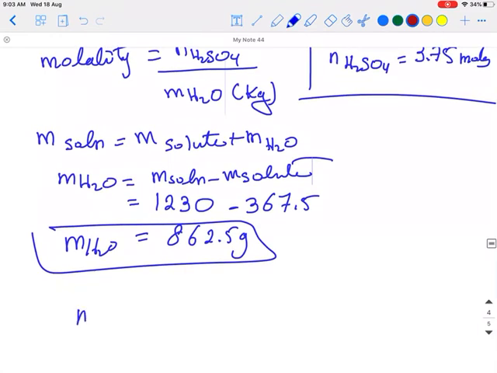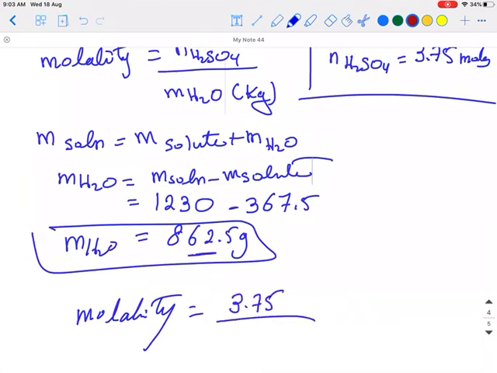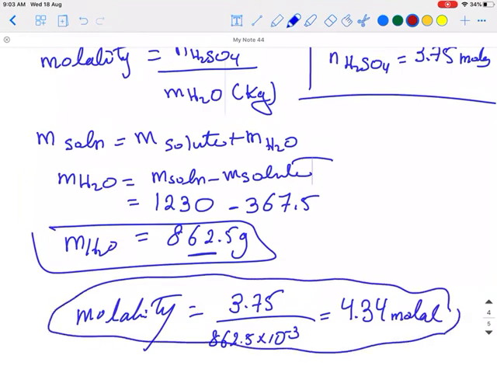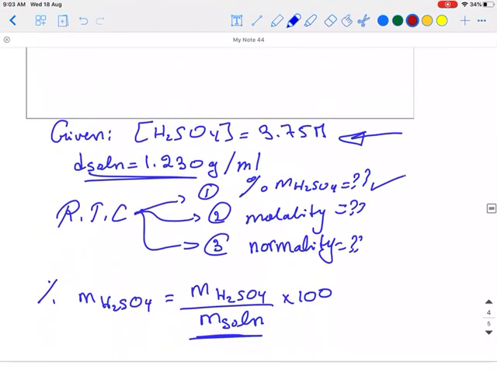Now let us plug into the equation to find the molality. The number of moles of solute, 3.75, over the mass of water in kilograms, so 862.5 multiplied by 10 to the negative 3 to change into kilograms, and the answer is 4.34 molal. Like this we are done with the second requirement.